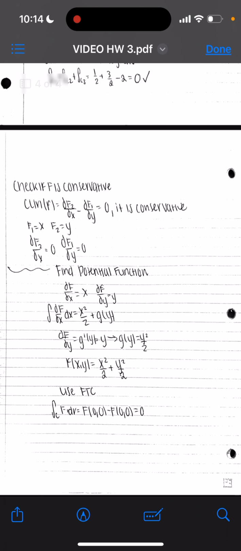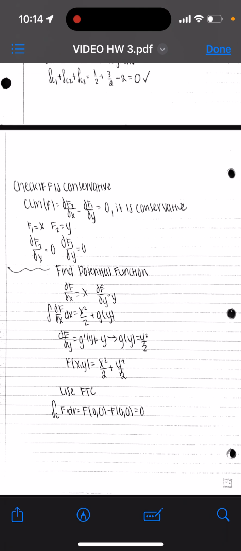Then find potential functions. Doing so means we will find the derivative of f with respect to x and the derivative of f with respect to y, which is x and y respectively. We will then integrate the derivative of f with respect to x, which leaves us with x squared over 2 plus g of y. The derivative of f with respect to y is also equivalent to g prime of y equals y, so g of y is equal to y squared over 2. That means f of x, y is x squared over 2 plus y squared over 2.